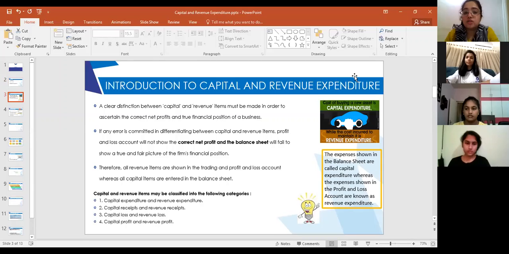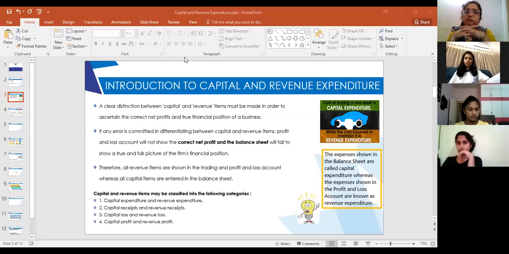First is introduction to capital and revenue expenditure. Where have you heard these terms earlier? Capital, revenue, where have you heard them? Accounting chapters, excellent. Where were capital items generally shown? Do you remember? In which account? Where did we show them?